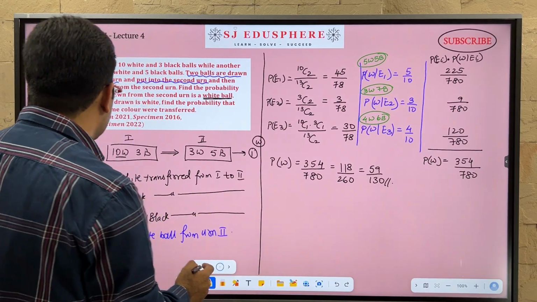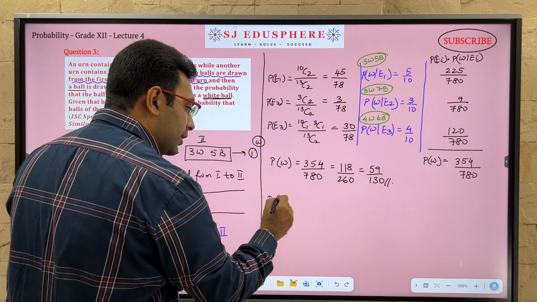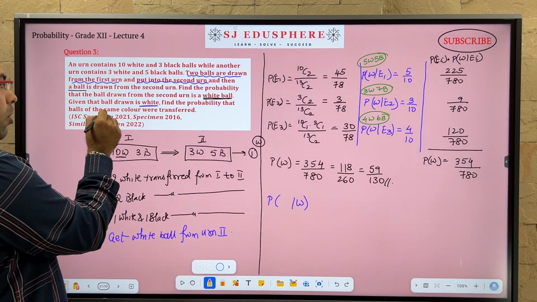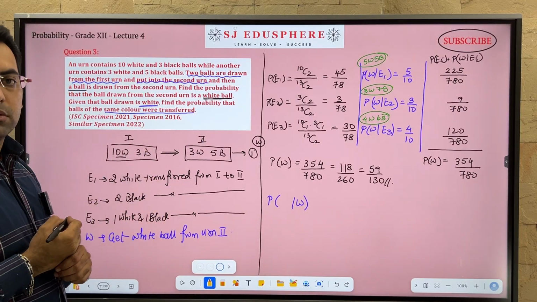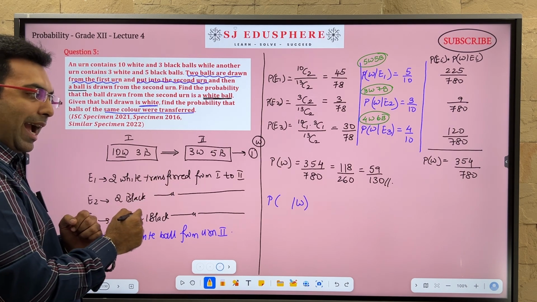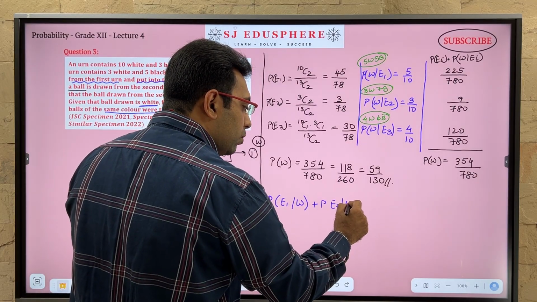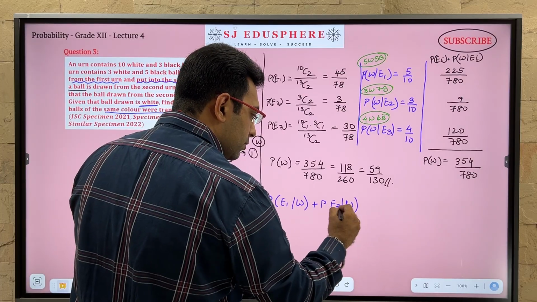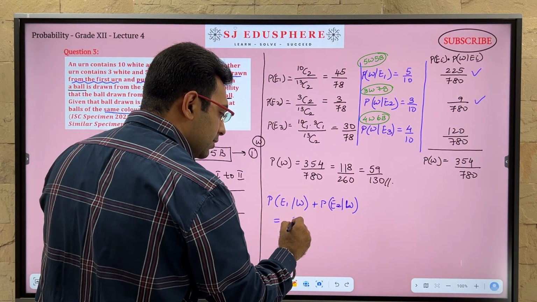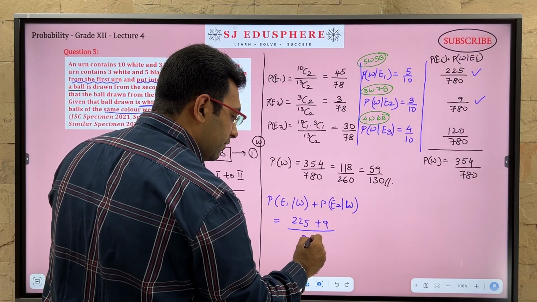Now, my question says further, given that the ball drawn is white, find the probability balls of same color were transferred. Same color means both were white or both were black. That means E1 given W and E2 given W. So I am going to deal with these two parts. That is 225 plus 9 upon 354.